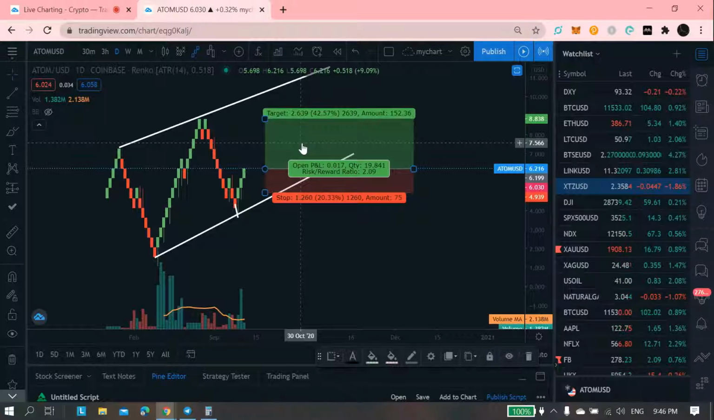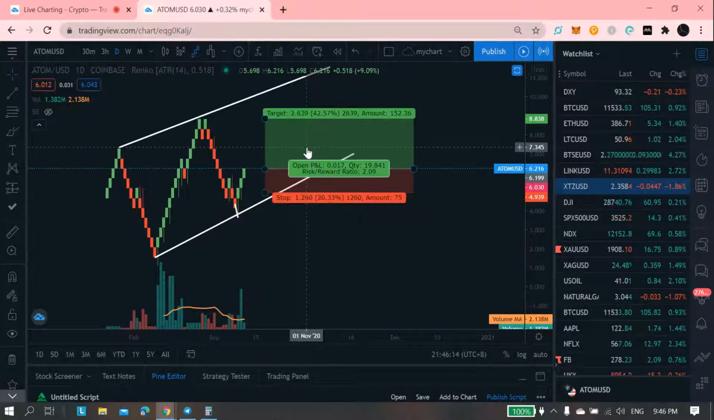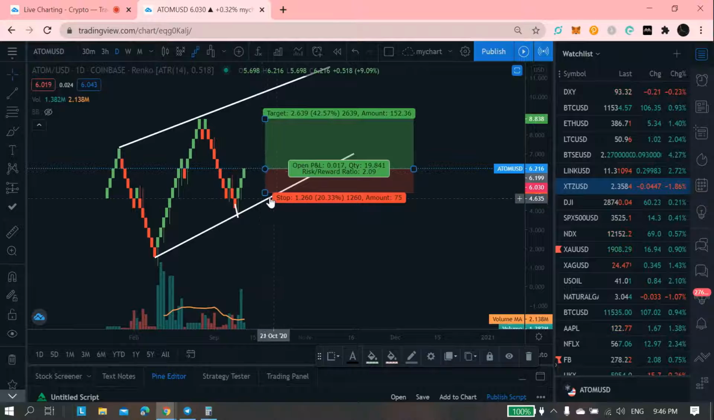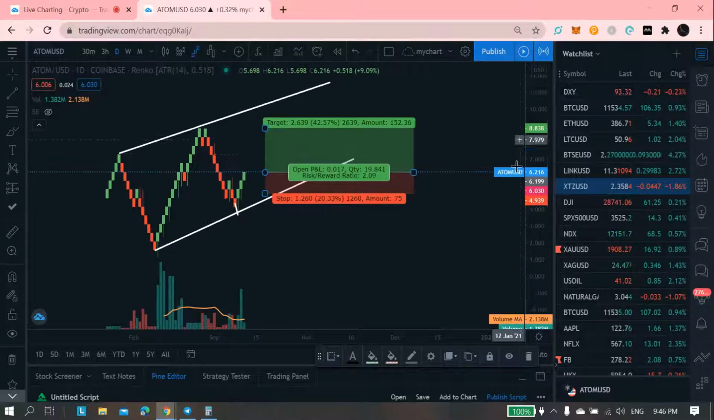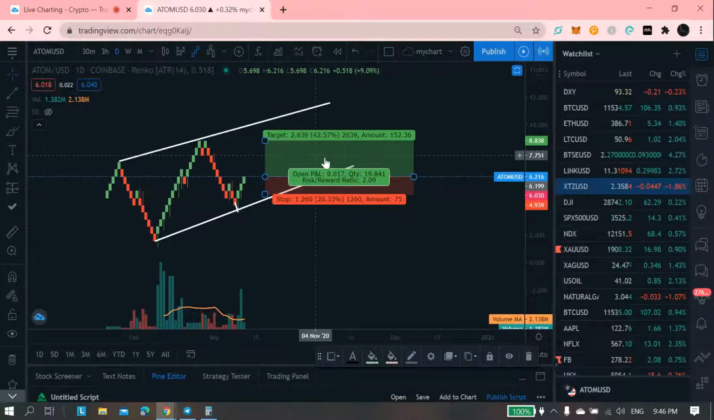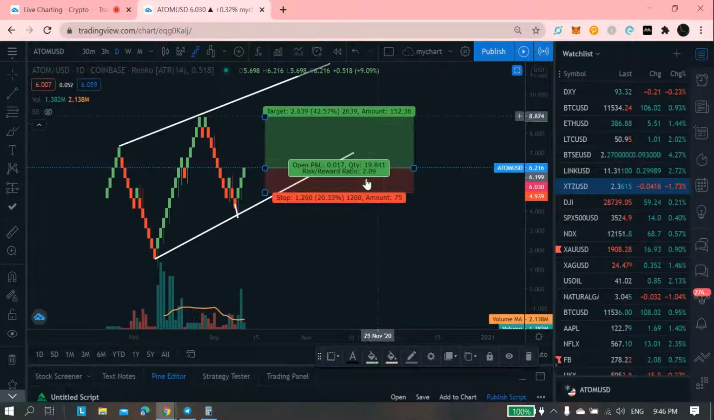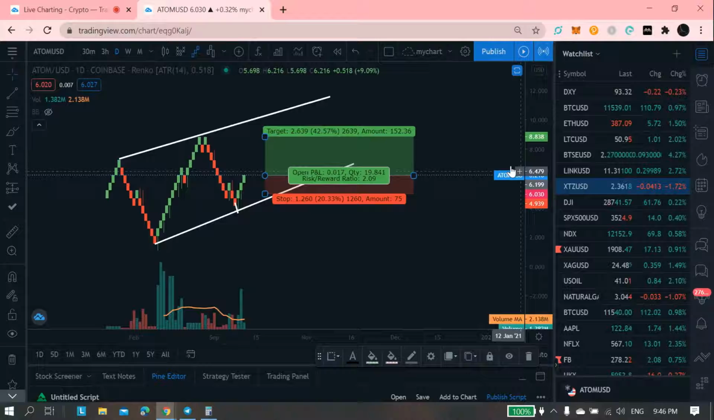So anyway, here in Atom, I entered lower than the current price right now. So of course, the risk reward ratio might not be this. I'm assuming that it's still profitable at this range for other traders. But of course, I'm not offering financial advice. I'm just sharing my own personal analysis and opinion.